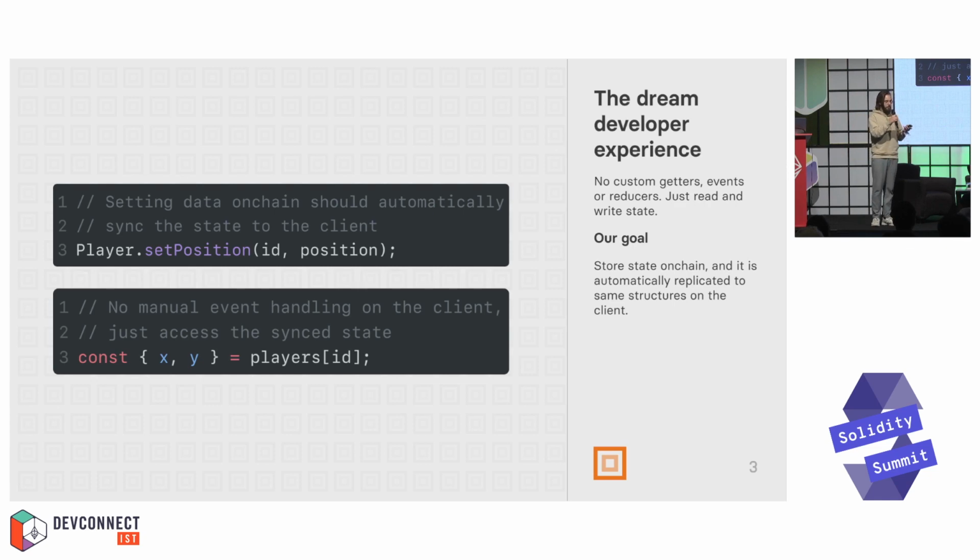Ideally, we would want to just set the state on-chain, and then automatically, magically, the entire state would be synchronized to our client, and we can just get the state on the client without having to write custom events, without having to write custom reducers, none of that. And so ideally, we would want to have some kind of data structure on-chain that enables that. And so that was basically our initial problem set when we got started implementing MUD.